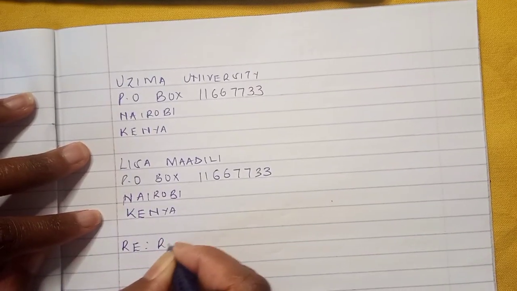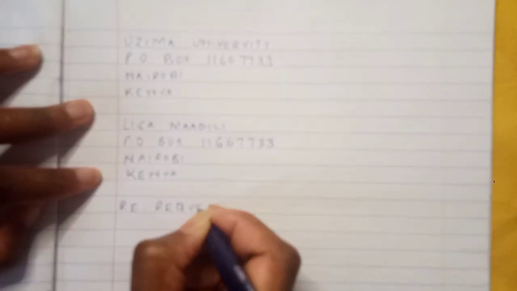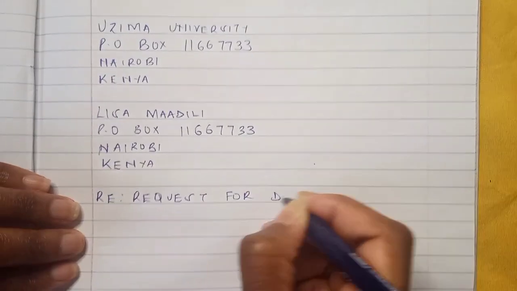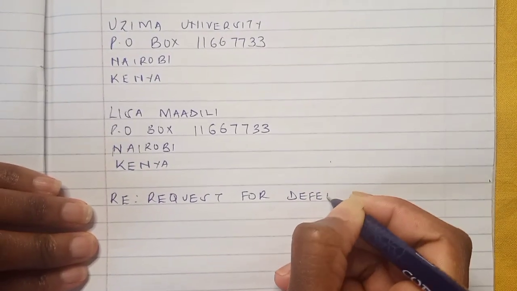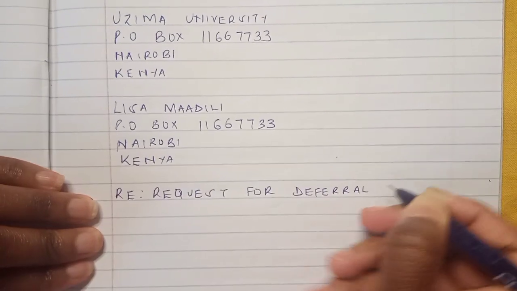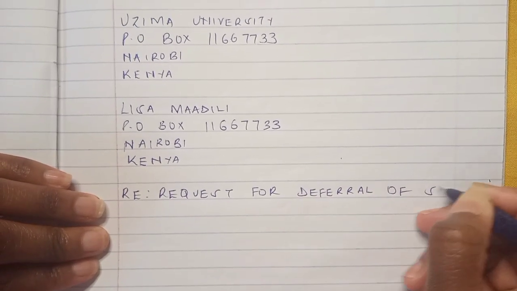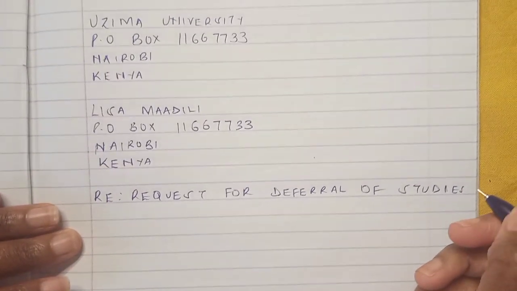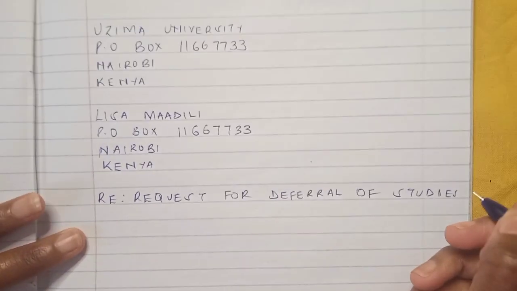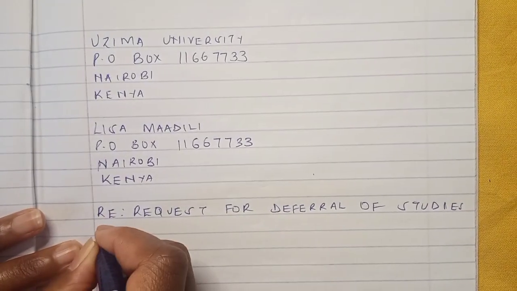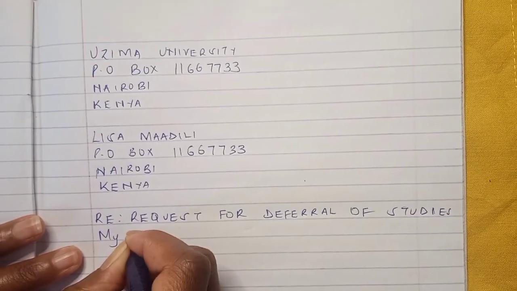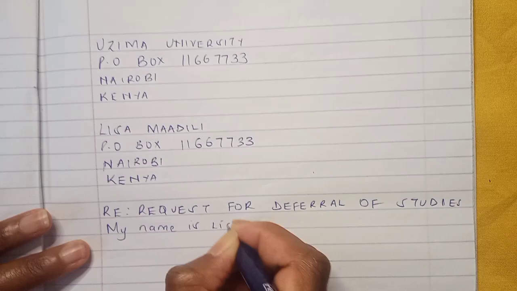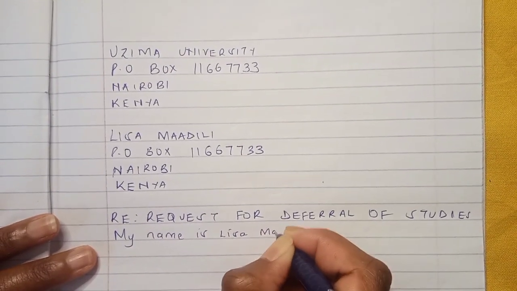The subject, that's very important. It's request for deferral of studies for those who have already joined the institution, or request for deferral of admission for those who have been called to an institution and are yet to join, and they want to defer before they join due to the fees, sickness, or even work. The body of the letter has three parts: your introduction, your reason, and your request.